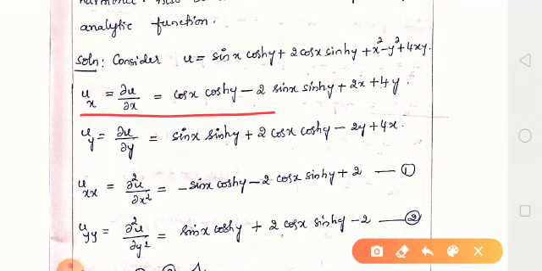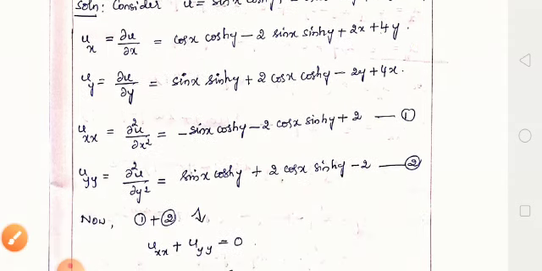Now we want uxx. For that purpose we differentiate this expression partially with respect to x again by keeping y as constant. So second order partial derivative of u with respect to x is cos hyperbolic y as it is, derivative of cos x is minus sin x. Minus 2 into sin hyperbolic y as it is, derivative of sin x is cos x. Derivative of 2x is 2 and derivative of 4y with respect to x is 0. Take this as equation 1.